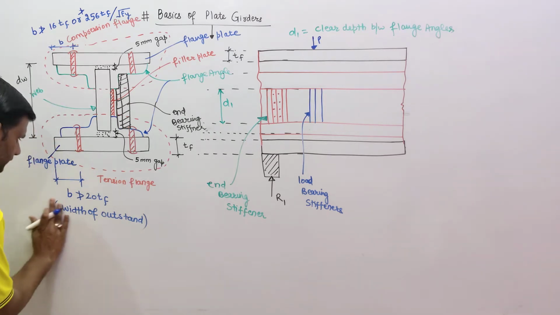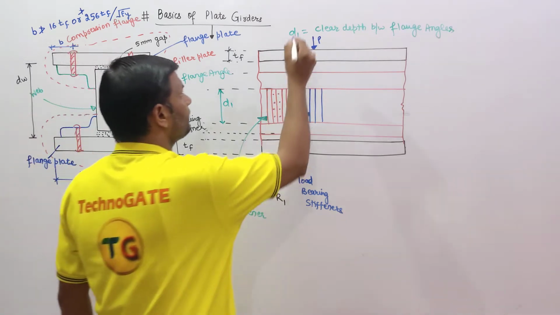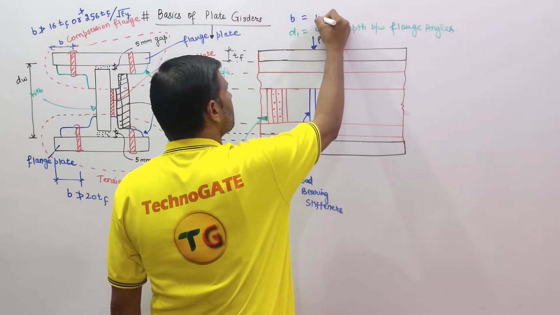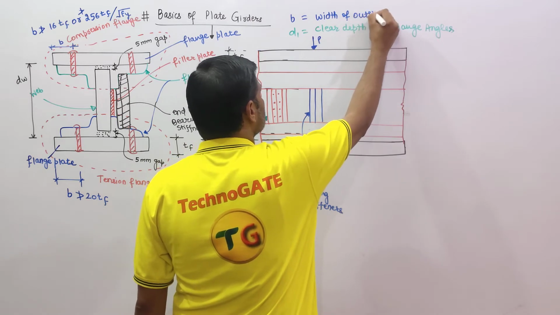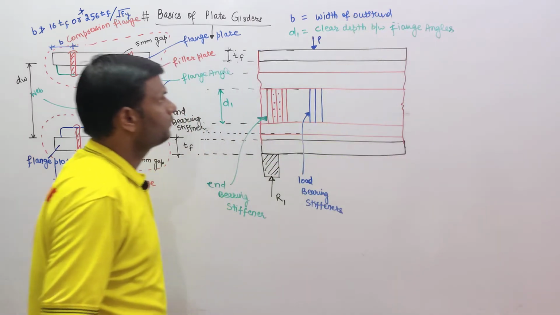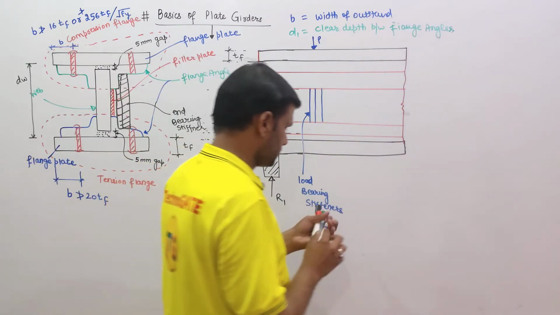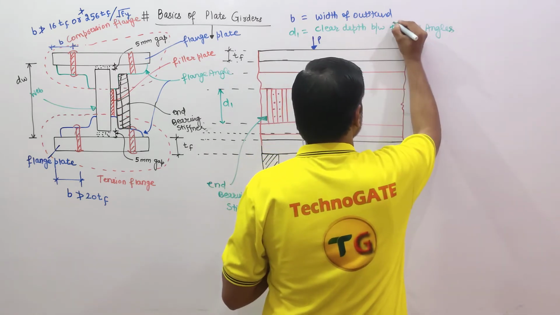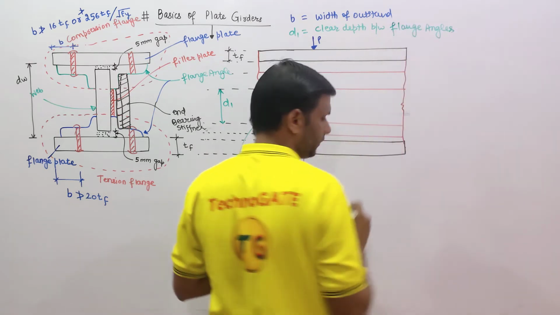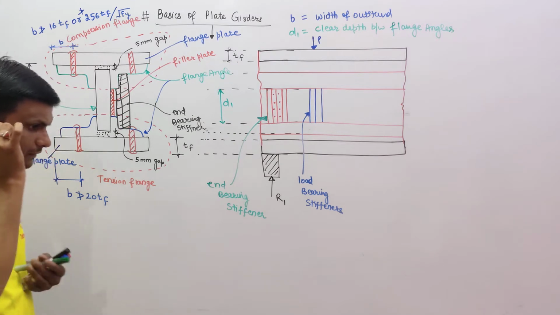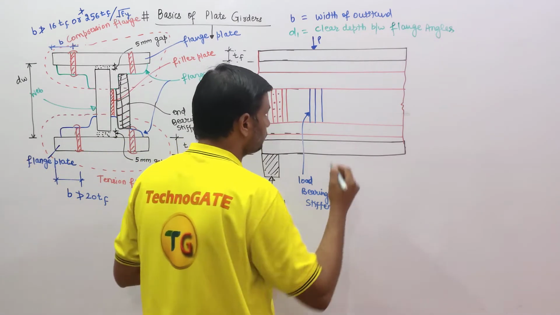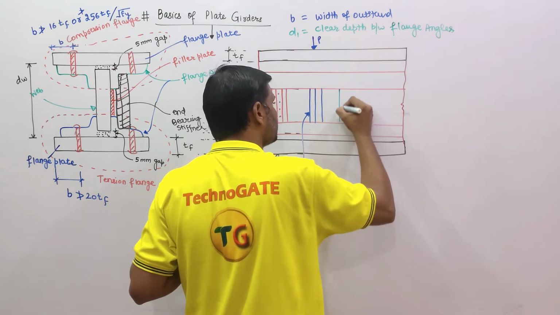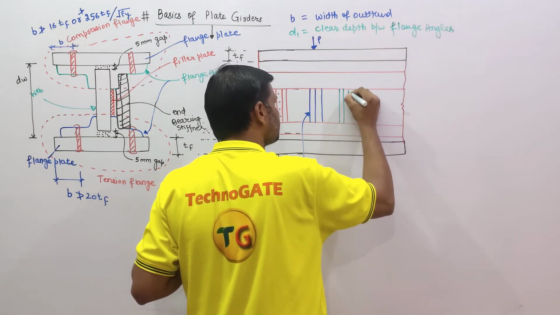And similarly, I am writing here B is called the width of outstand. Width of outstand. Okay. Now this is the end bearing stiffener. Now these are other stiffeners, sorry, vertical stiffeners.